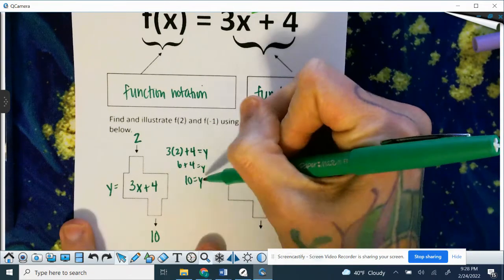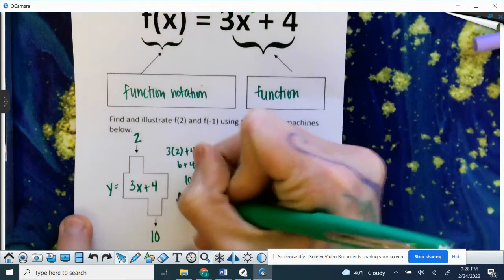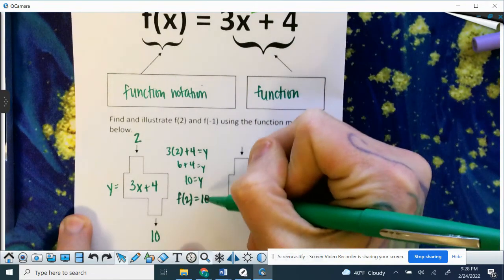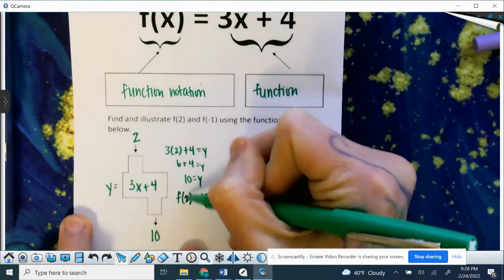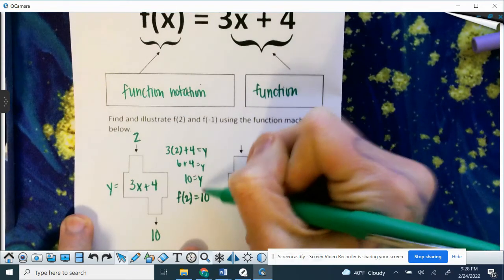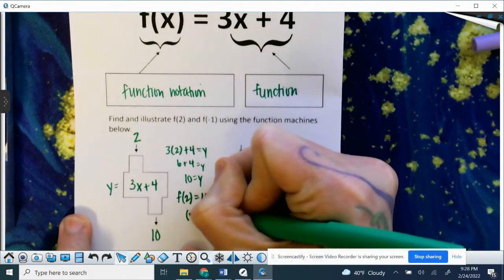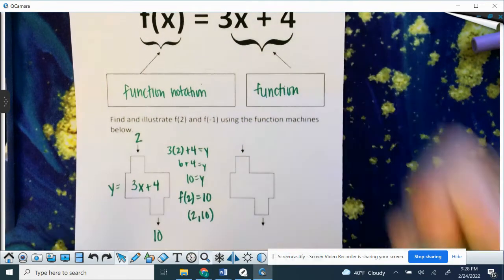And so it could be y equals 10. You could also write it f of 2 equals 10, because when x is 2, y is equal to 10, because f of x is the same thing as saying y. So these are the same notations, just different letters. And then as a coordinate, when x is 2, y is 10.